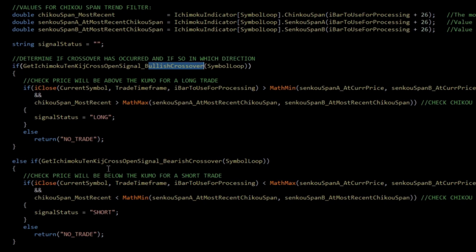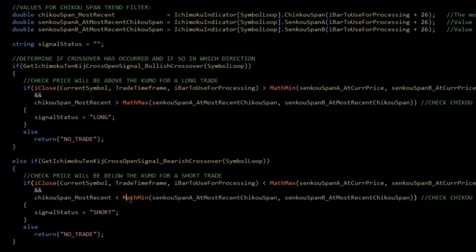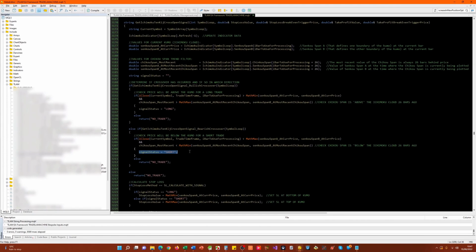Now down here we've got the condition for a bearish crossover, and so now the additional condition in the if statement states that the Chikou Span must be below the minimum of the Senkou Span A and B, so in other words, underneath the Kumo. If those conditions are not in place, then we simply return no trade, which means that the trade is not allowed to execute even though we had a crossover. But when it is, we can either open a long trade or a short trade.